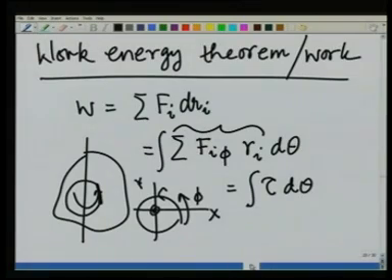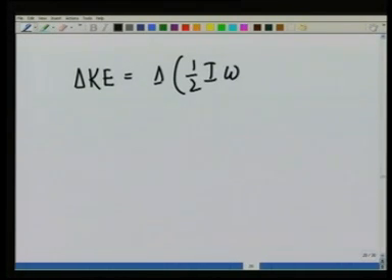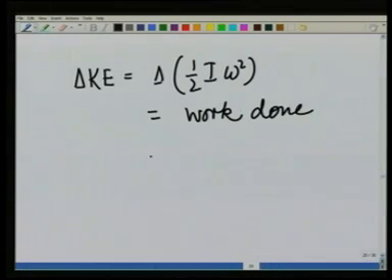Once we have determined, the work energy theorem says that the change in the kinetic energy, that is delta of 1/2 I omega square, is going to be equal to the work done, which is nothing but tau d theta.